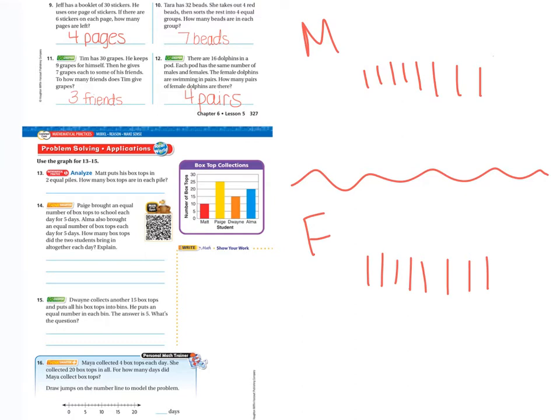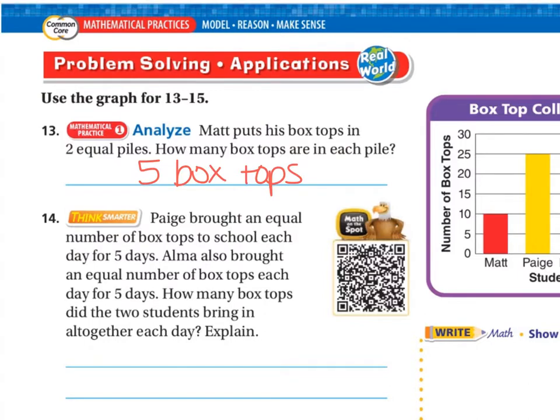If the females are swimming in pairs, that means they're swimming in groups of 2. So I can make equal groups, pair the dolphins up, and I can see that there are 4 pairs of female dolphins. 1, 2, 3, 4. That's our answer. The answer to number 13 is 5 box tops.